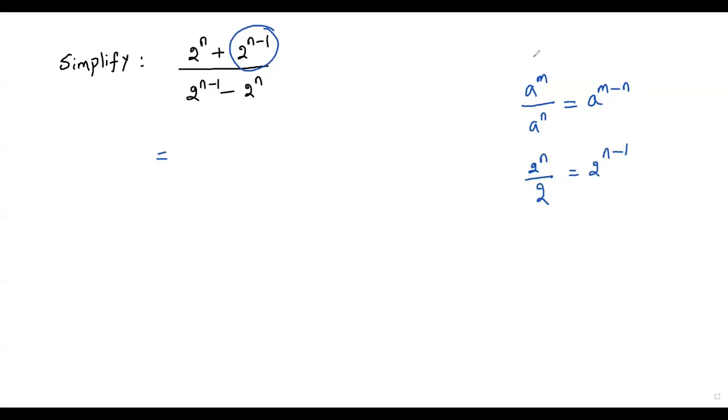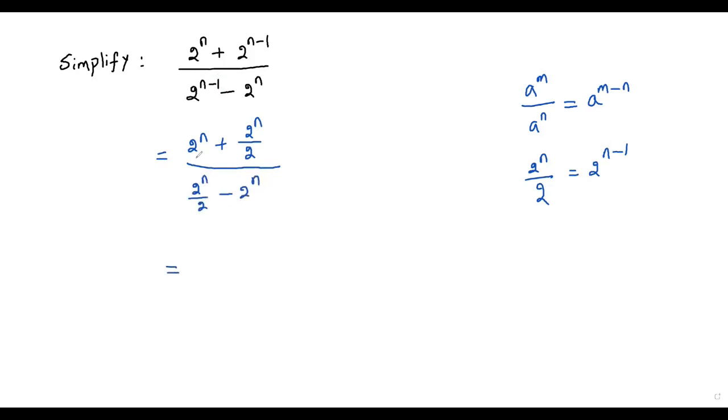So let me do this in our problem. In the given expression, 2 to the nth power, positive, can be written as 2 to the nth power over 2. The same thing I can do in the denominator. So this 2 to the power n minus 1 can be written as 2 to the power n over 2, minus 2 to the power n.